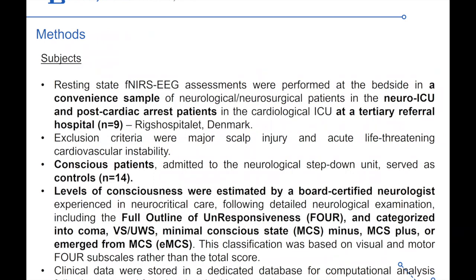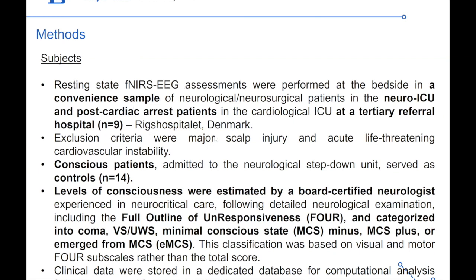Now, the preliminary study that we already did, which is actually under review, is this resting state fNIRS EEG assessment. This was done in a convenience sample at a neuro ICU at Rick's Hospital in Denmark. We had 9 unresponsive patients, and we did these fNIRS EEG assessments on them.